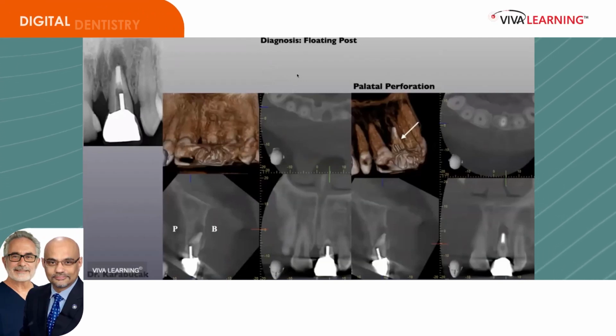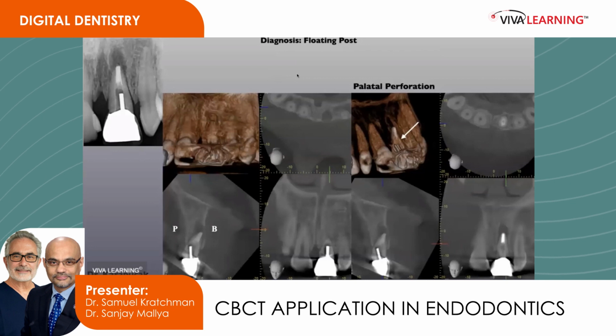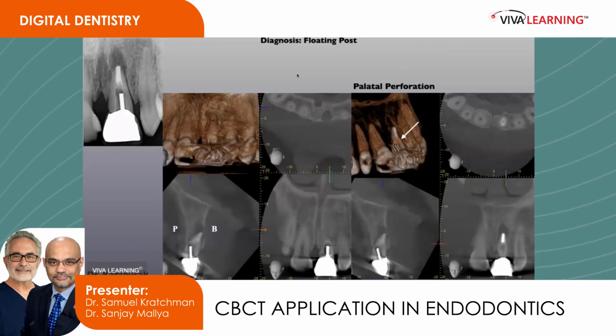Here we have a case where you see the central incisor and the post is literally floating in space. And we're tempted to say, well, this is an easy retreatment, but there's also a periapical lesion. Maybe I'll go in surgically.